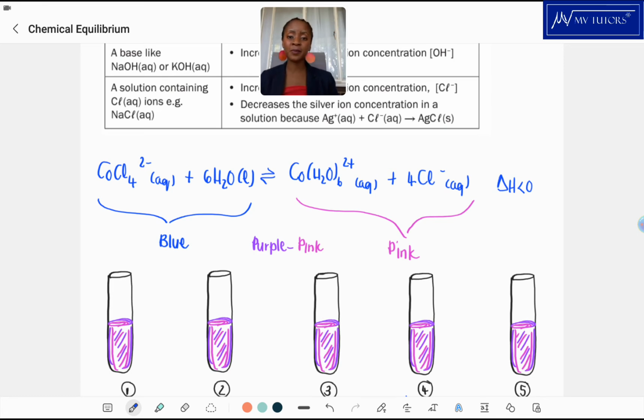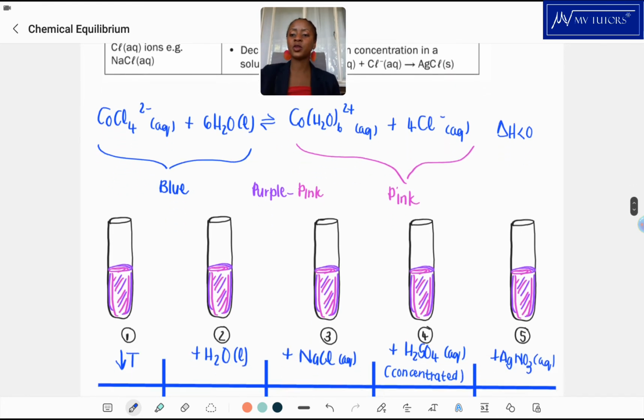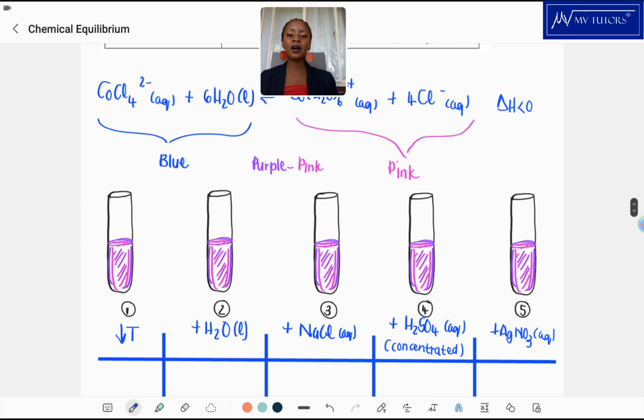What answer are we expecting? What is the common ion, and what is the effect of that common ion? Okay, so let's look here. In the first case, we are removing heat, or rather we are cooling this purple pink solution.